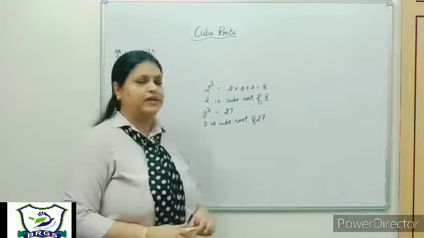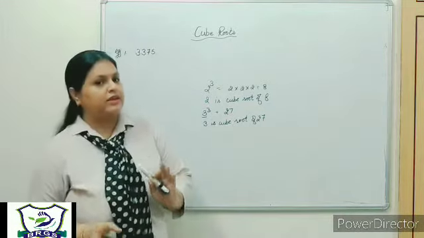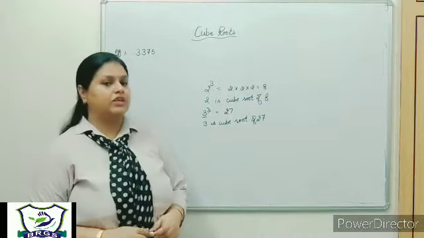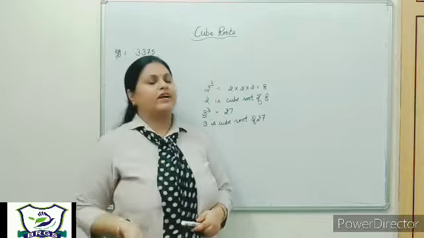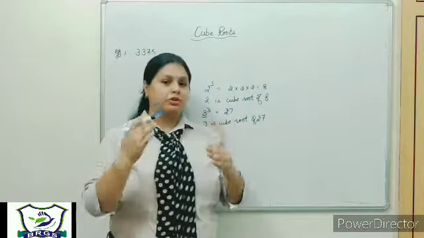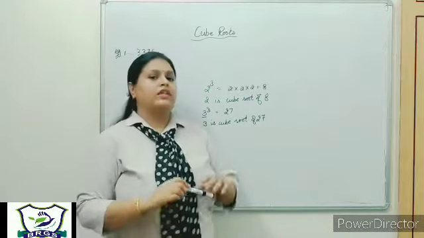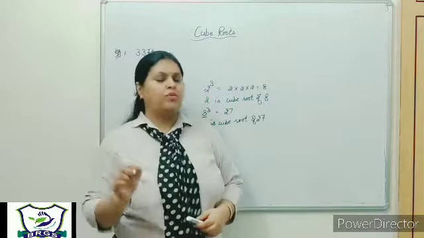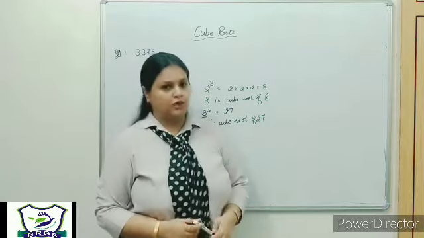ये cube root find कैसे करना है? Square root find करना आता है सबको? क्या करते हैं? Prime factorization करते हैं. Then we do the pairing and thereafter from each pair we multiply one factor and that factor is called the square root. Similarly, to find the cube root we will do the prime factorization and in that prime factorization we will then make a group of three same factors and then from each group we will bring one factor and then multiply it and we will get cube root.